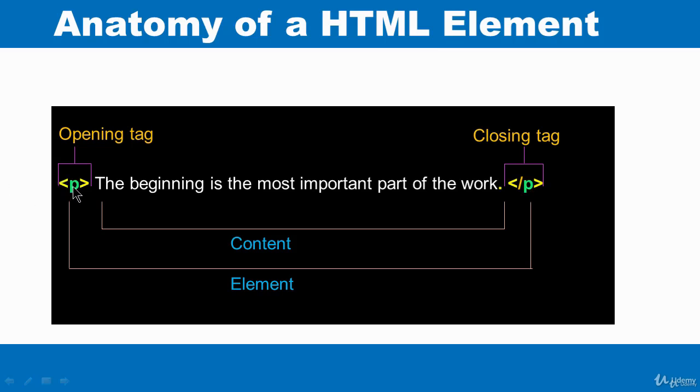And the actual element, which is the P, which stands for paragraph, is enclosed in angle brackets. So we've got the left angle bracket and the right angle bracket. And the content between the paragraph tags, between the end of the opening tag and the beginning of the closing tag, is what is called the content.